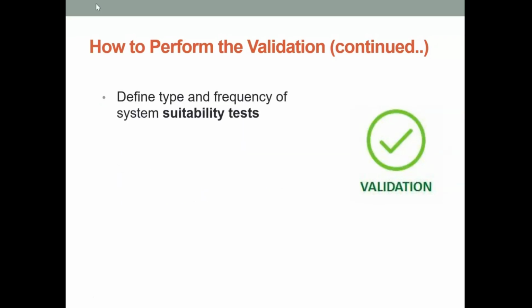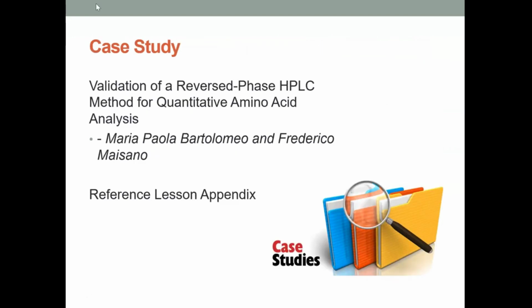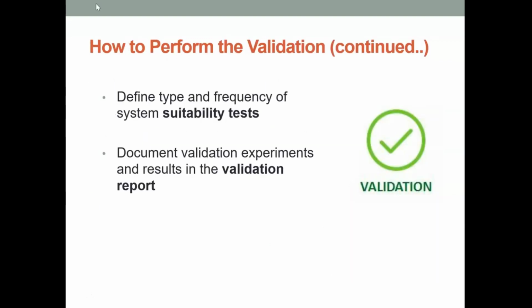We need to define the type and the frequency of our system suitability tests. What are we going to need to do and how often will we need to rerun them? We need to document validation experiments and any results in the validation report. So that is the broad strokes as to how we go about performing our validation.